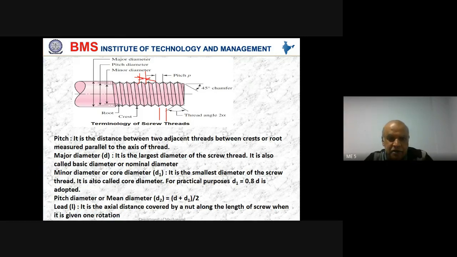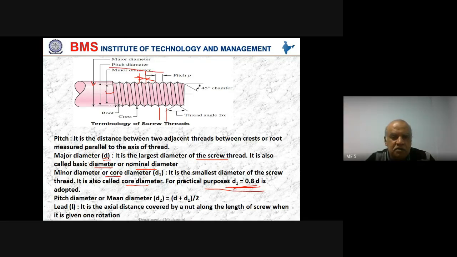Major diameter, as I said, is the largest diameter of the screw thread. It is also called basic diameter or nominal diameter, denoted by D. Minor diameter or core diameter, D1, is the smallest diameter of the screw thread. For practical purposes, we are going to take D1 to be equal to 0.8 times D. Then pitch diameter or mean diameter is D plus D1 divided by 2, that is, major diameter plus minor diameter divided by 2.